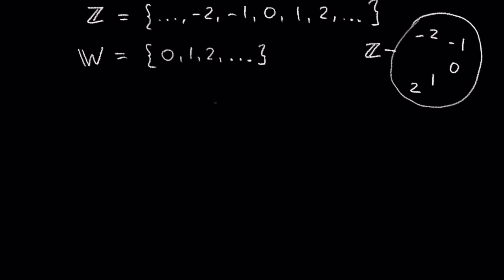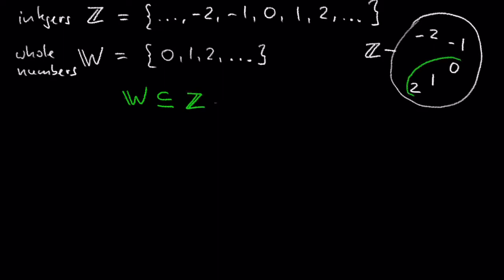Let's look at another example for subsets and say we have the set of integers which look like this. The set of whole numbers is a subset of the set of integers because all of the elements of the set of whole numbers are included in the set of integers. We can even say that the set of whole numbers is a proper subset of the set of integers.